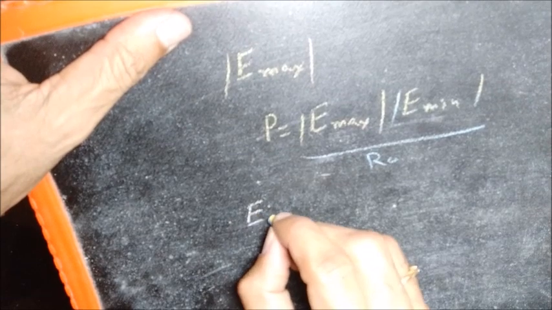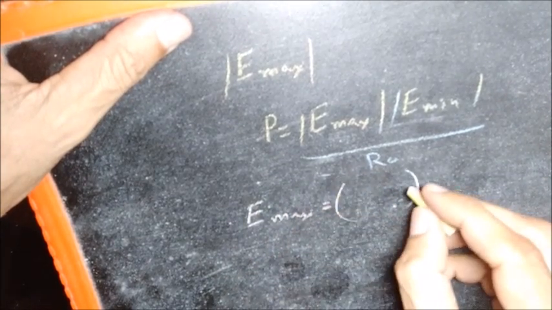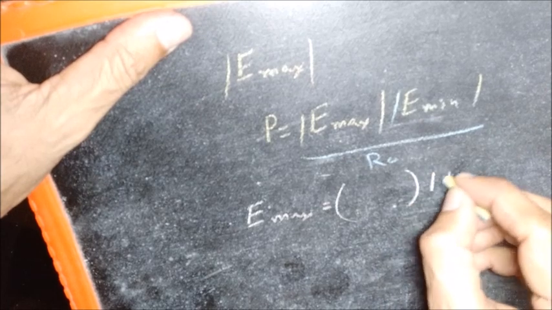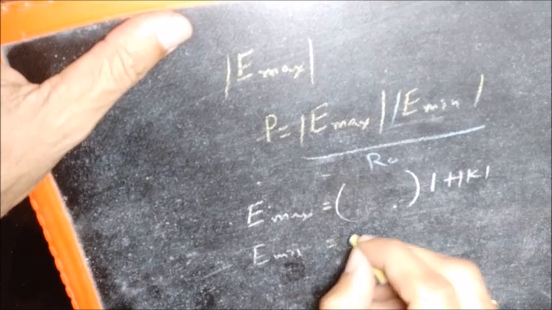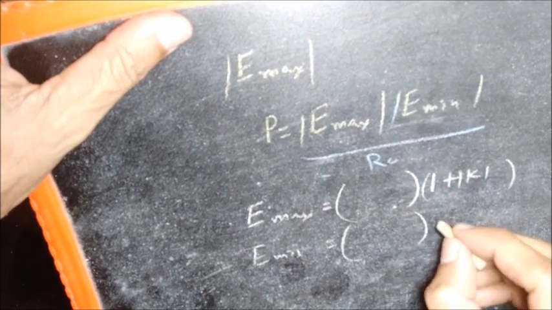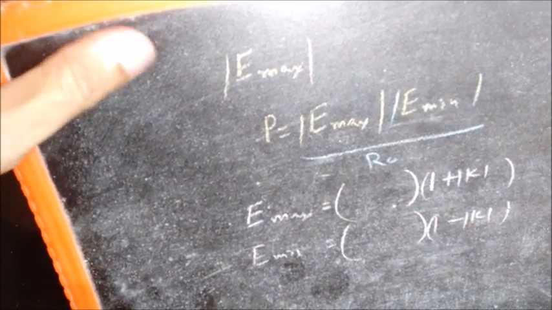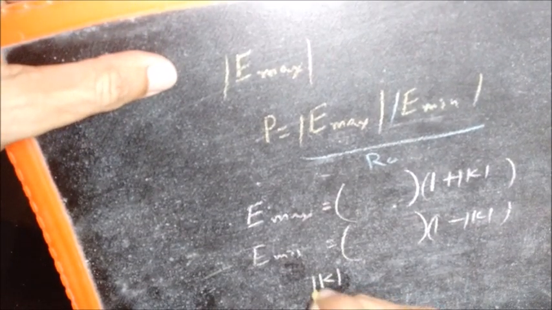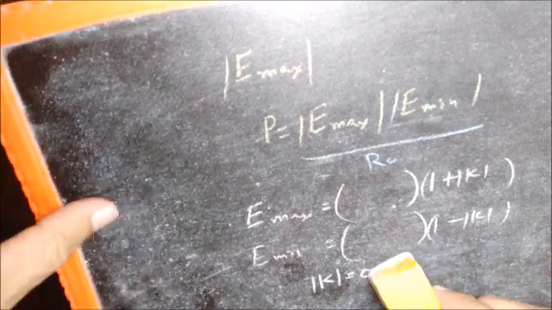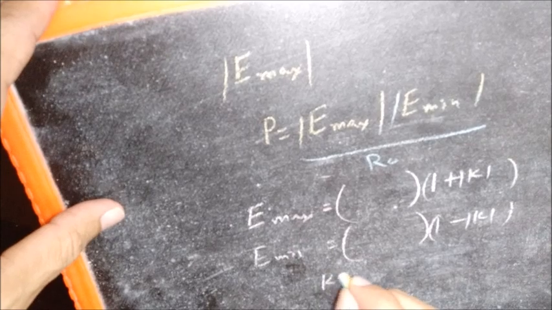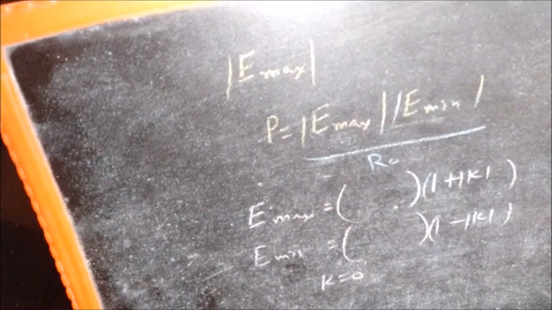Now Emax expression is something will be here, and then you will have 1 plus magnitude K, and E min magnitude is again the same thing will be here, and you will have 1 minus magnitude K. Now the only way you can make E min equal to Emax is by making K equal to 0, or the reflection coefficient has to be made 0. You have to make K equal to 0. That's the only way you can do it.